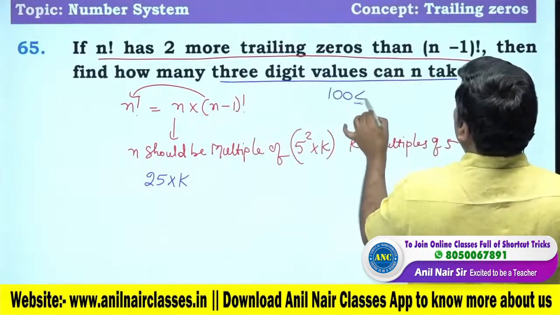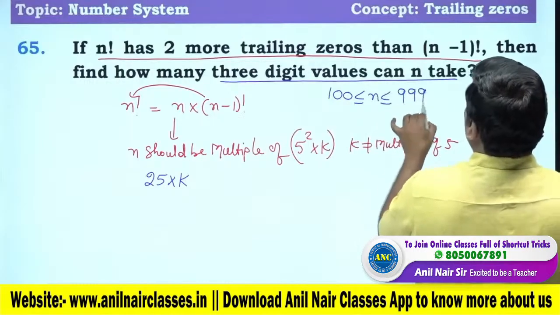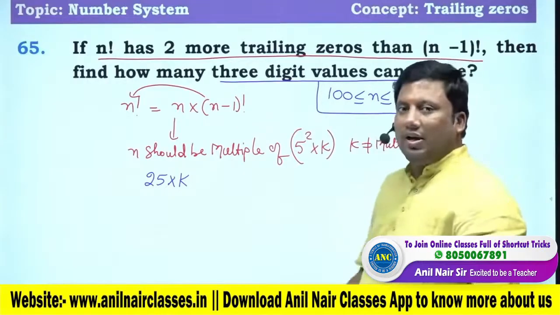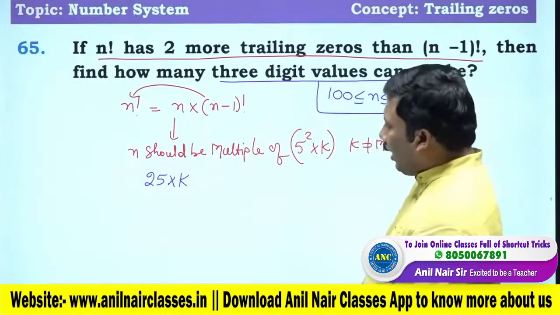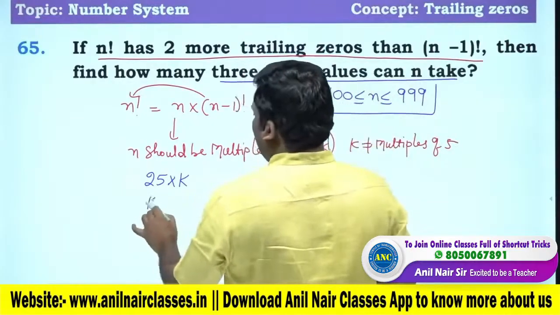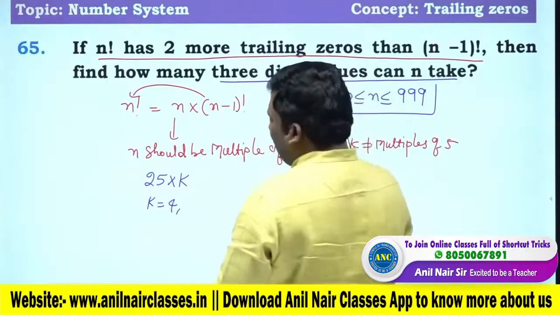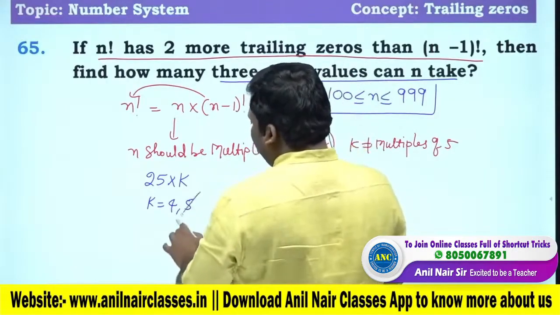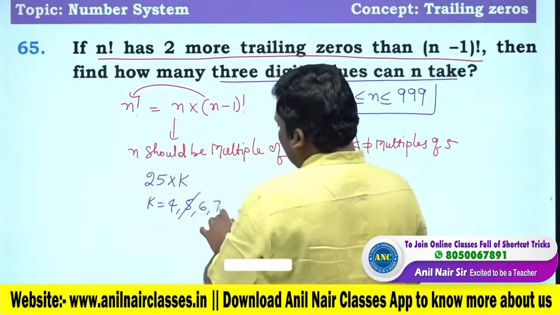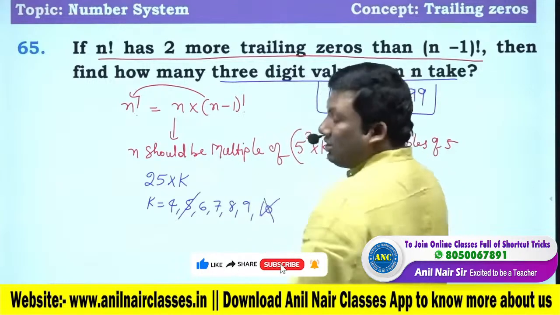N can range any value from 100 to 999. Listen carefully, sir. 100 means k can take 4. Yes or no? K can take 4. Can k take 5? Not possible. Can k take 6? Yes. 7? Yes. 8? Yes. 9? Yes.